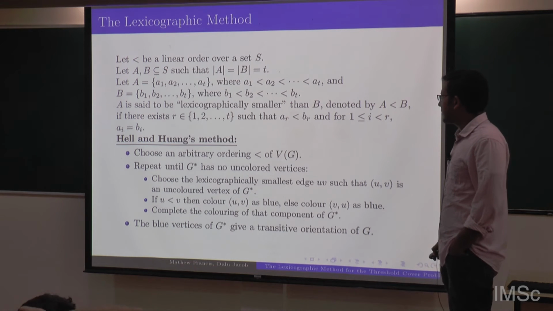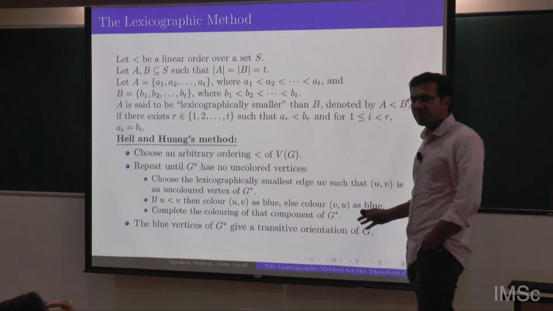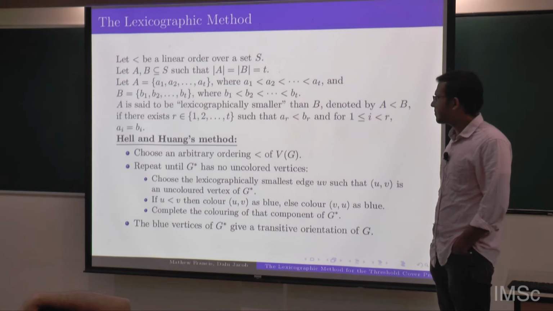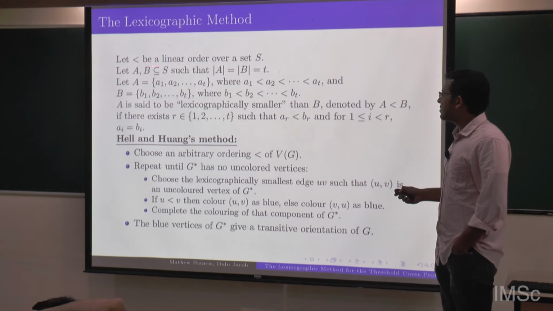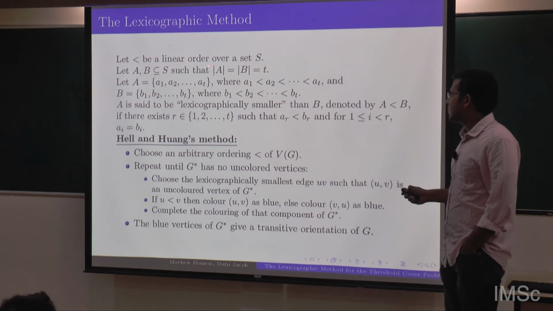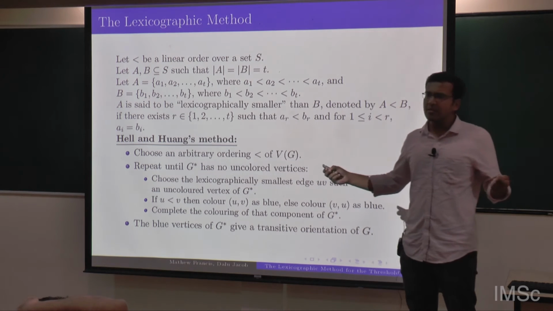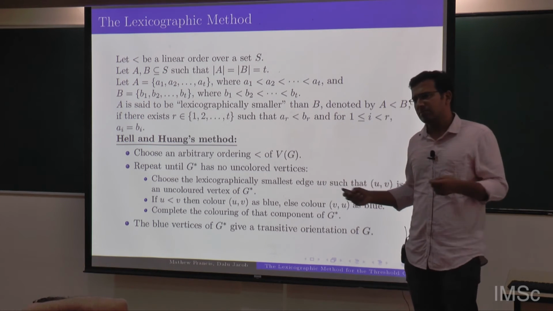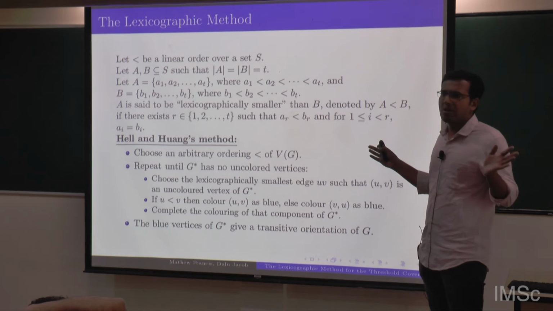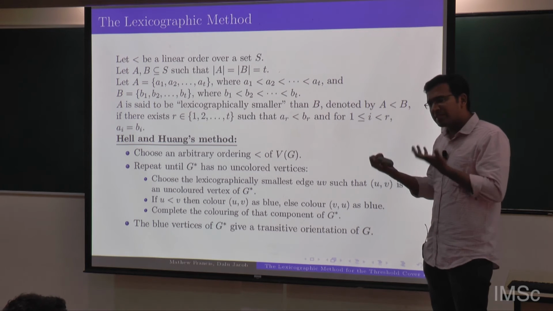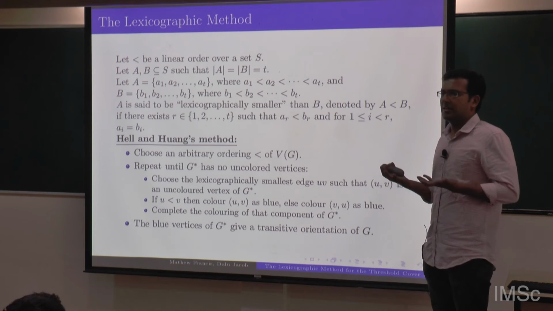But what Pavel and Jing showed was the following. They show that there is a very simple proof for this. It's just two paragraphs, which can show the same thing. So what they do is the following. They take an ordering of the vertex set to begin with, an arbitrary linear ordering of the vertices, and then they compare sets of vertices lexicographically with respect to this ordering.